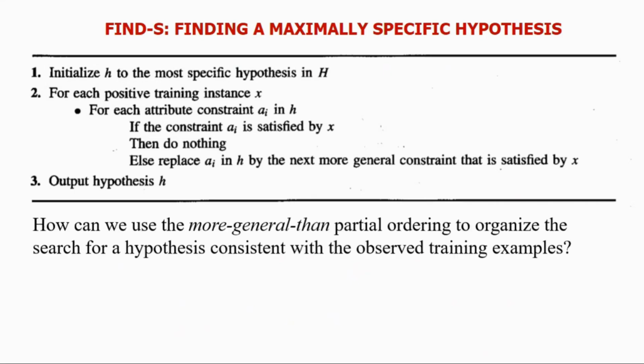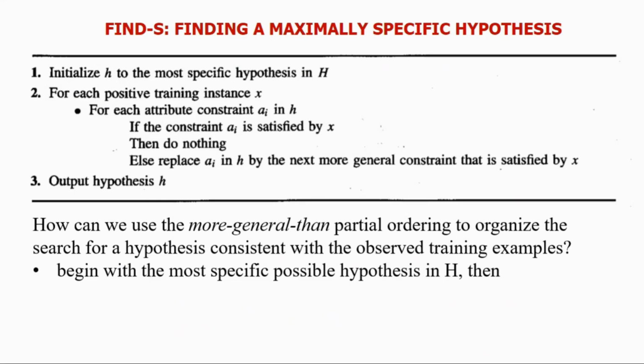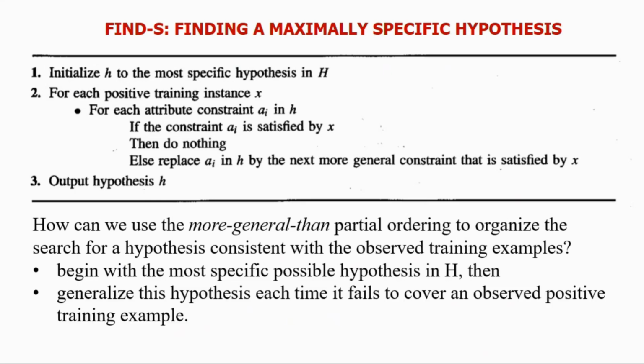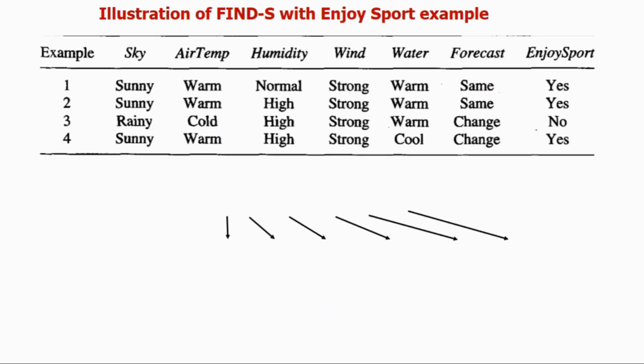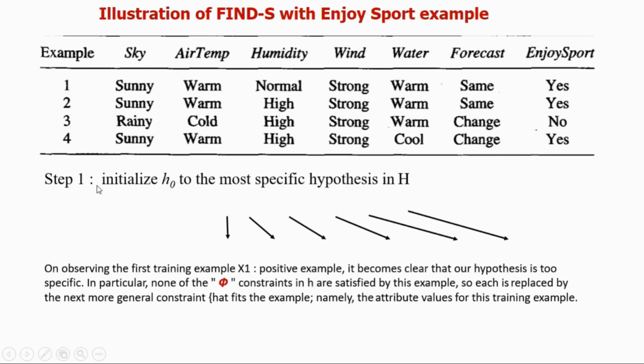So we begin with the most specific hypothesis, then generalize it to a more general form. For illustration, take our own example, Enjoy Sport, with the given 4 examples, along with attribute values for every example and the corresponding labels. Step 1 is to initialize H0, the initial hypothesis. As per the algorithm, it should be the most specific one, so H0 takes all 5 values.